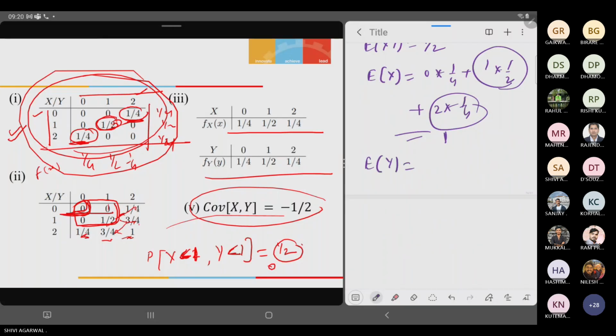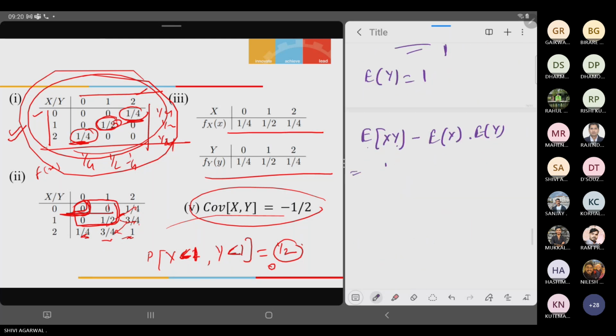So it is 1. Expected value of xy minus expected value of x into expected value of y, and the covariance formula is this. Here expected value of xy we have already calculated. This is half. Half minus 1 multiplied by 1, so it is half minus 1, so it is minus half. That's why the covariance is coming minus half. Are you getting my point here? I have shown all the calculation.